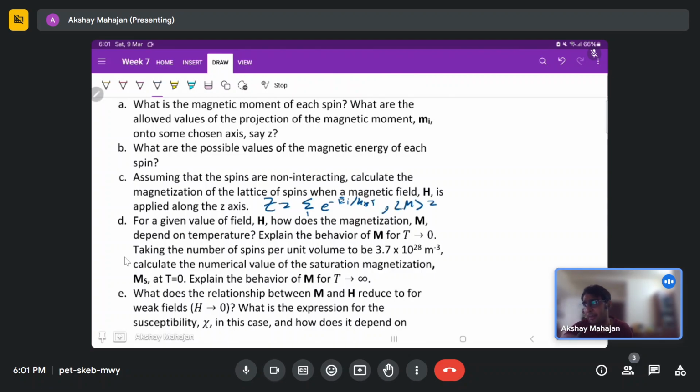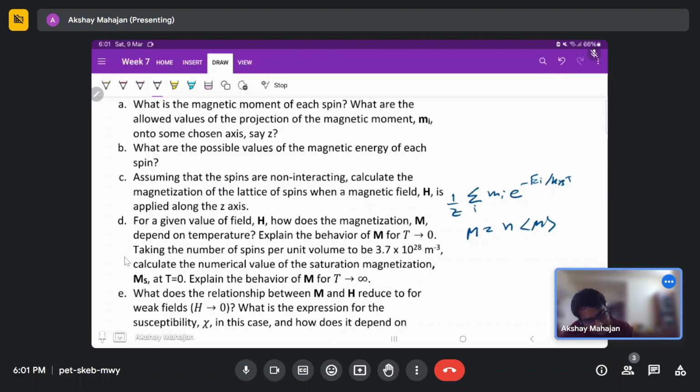You have to find first the magnetization per spin. That could be written as 1 by Z times the summation over i of mi e to the power minus Ei by kBT. That will give you the average magnetization per spin. Once you have this, the total magnetization will be equal to the number of spins times this average magnetization per spin, where n is the number of spins per unit volume, because magnetization is per unit volume. So that will solve your part C.